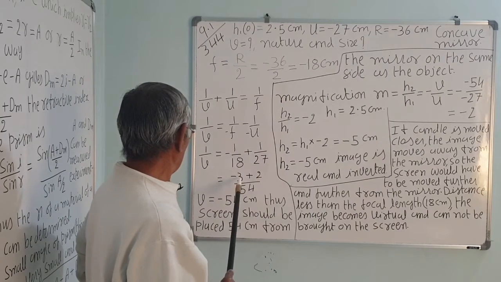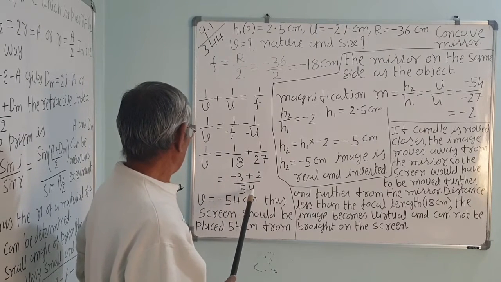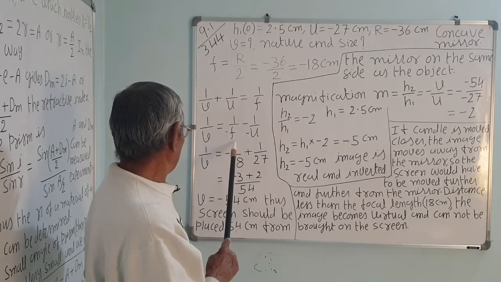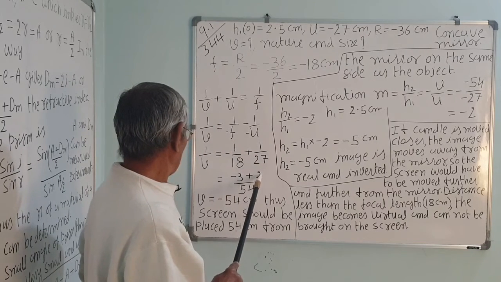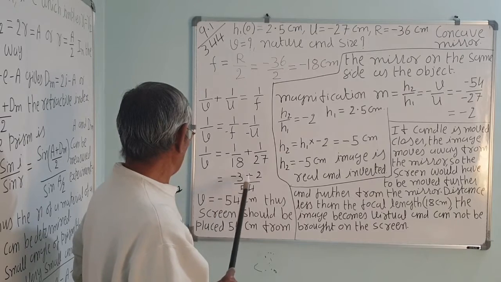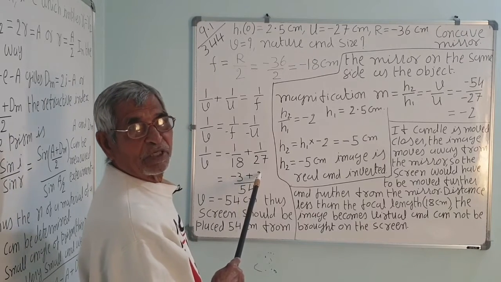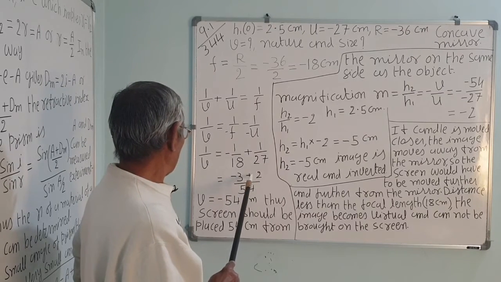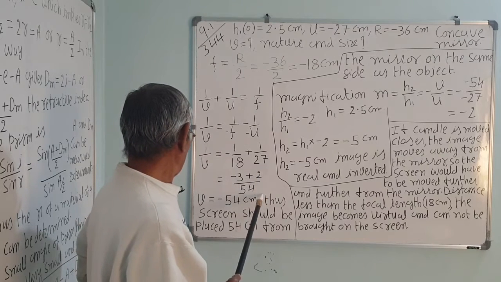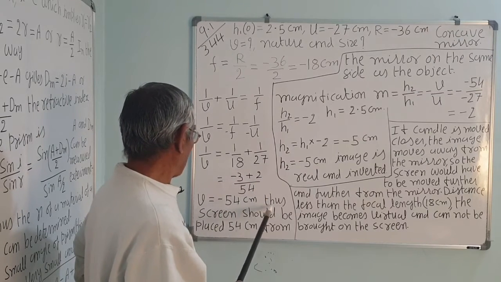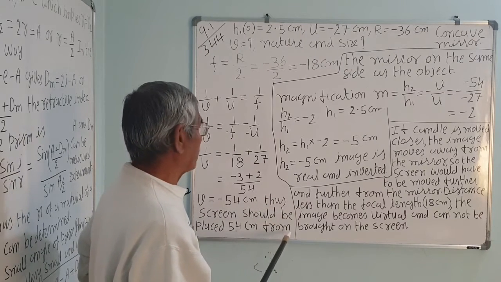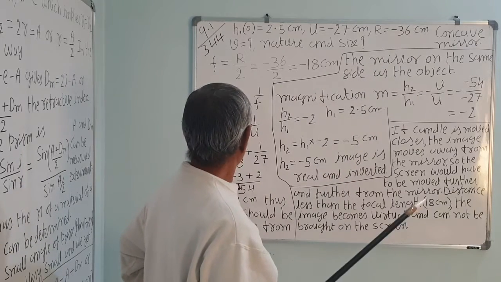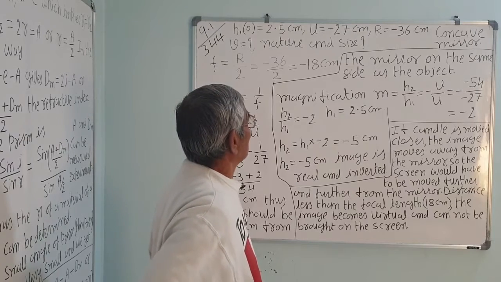So, 1 upon V is equal to minus 3 plus 2 upon 54. 54 is the LCM. So, it is minus 3, this is plus 2, upon 54. So, 1 upon V is minus 3 plus 2, that is minus 1 upon 54. So, V is equal to minus 54, it is very simple. The screen should be placed 54 centimeter from the mirror on the same side of the object, correct. It is to be placed on the same side as that of the object.